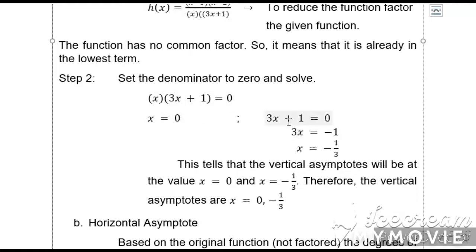The other one, 3x plus 1 equals 0. Transpose positive 1, it becomes negative 1. So, solving for x, divide both sides by 3. It becomes x equals negative 1/3. This tells that the vertical asymptotes will be at the values x equals 0 and x equals negative 1/3. Therefore, the vertical asymptotes are x equals 0 and x equals negative 1/3.